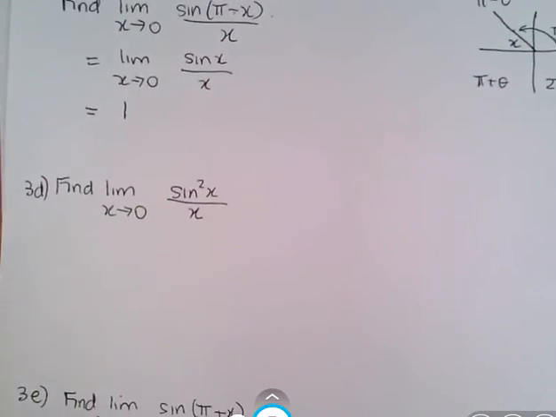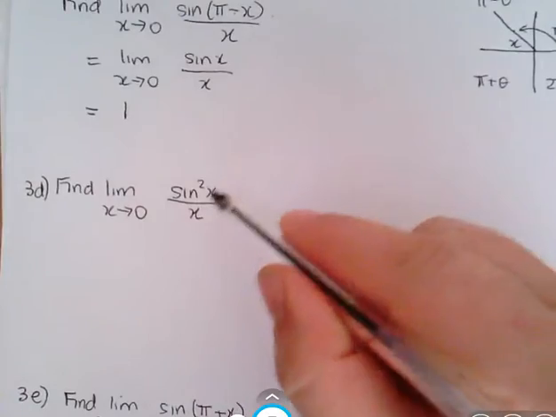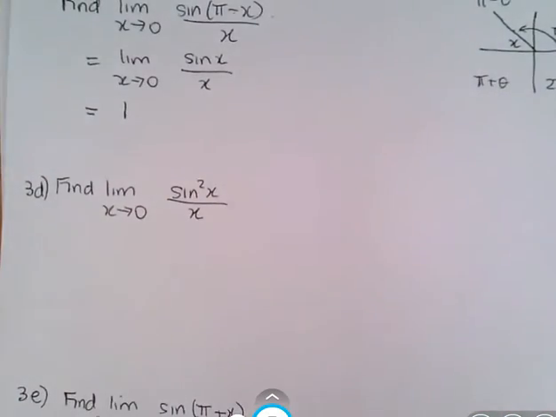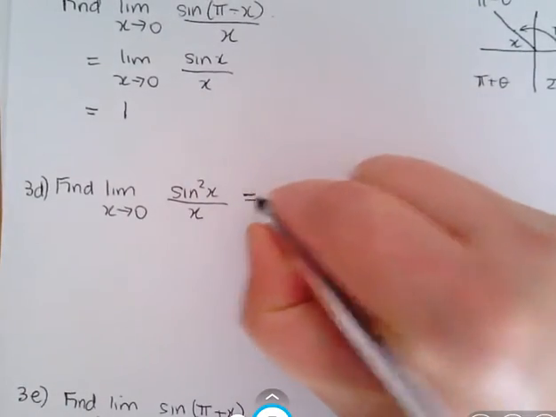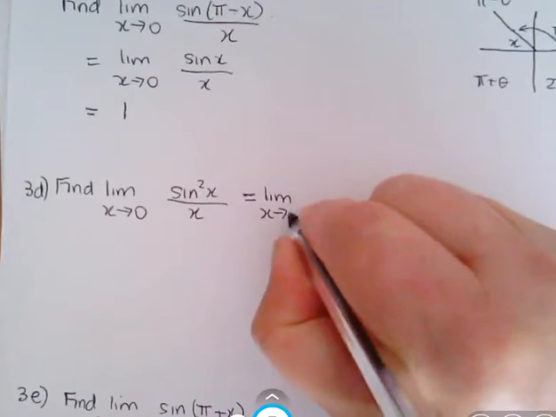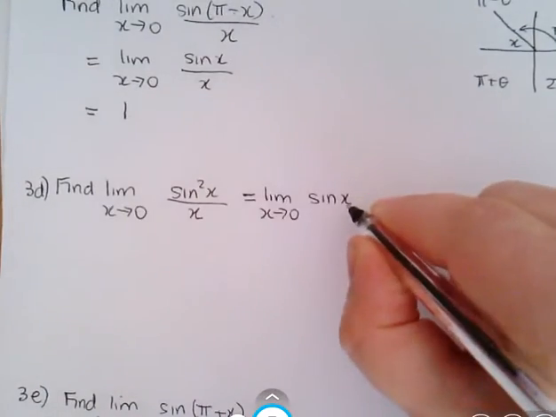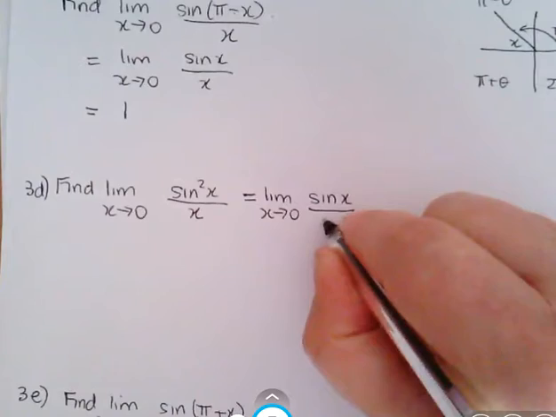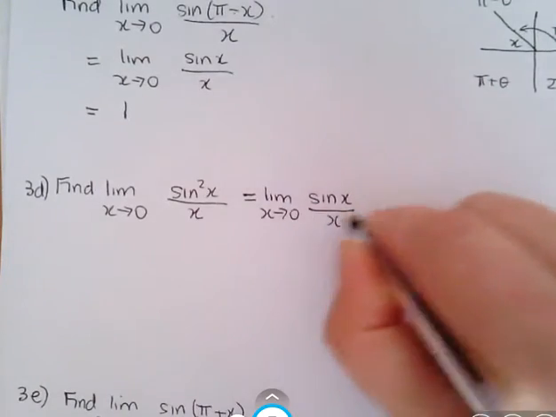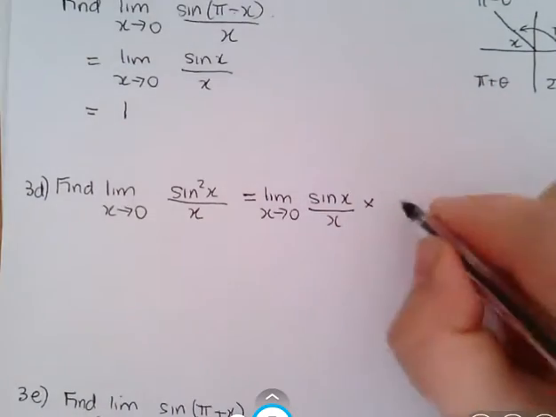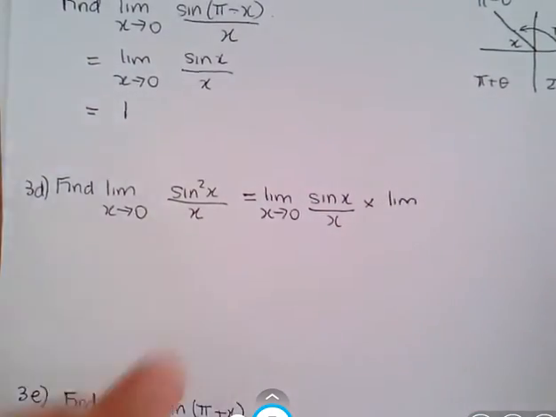Now for this question here, find the limit as x approaches 0 of sine x squared over x. Now that can be written as the limit as x approaches 0 of sine of x. Remember, sine squared x means sine of x times sine of x. So it's sine of x on x. The reason I want to write that is that we know the answer to that result, okay?